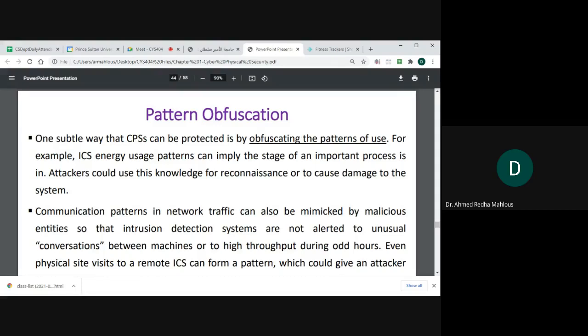We need to find a way to hide the pattern of users, or hide the pattern of energy, depending on what type of pattern is running or found in such an organization.